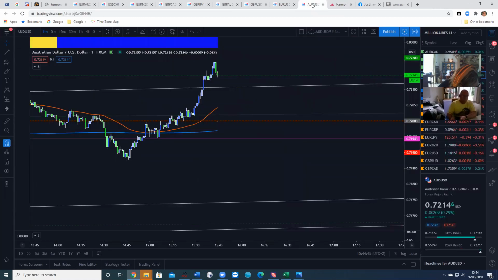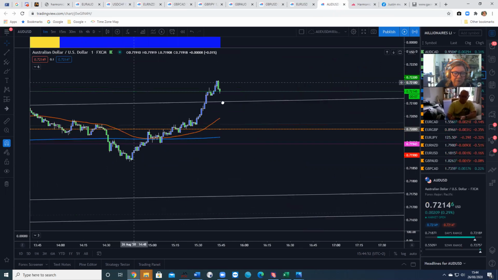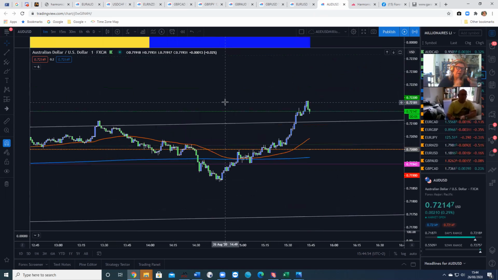EUR USD. And also this morning I was trying to look at correlating pairs. So if I was interested in, say, a trade on EuroCAD, I then went to look at Euro NZD and Euro AUD.